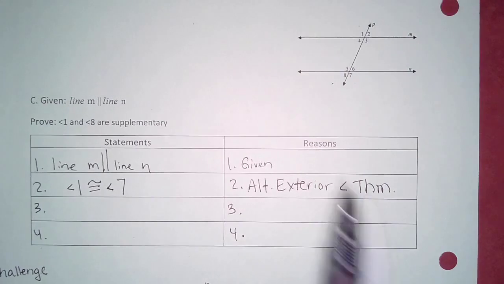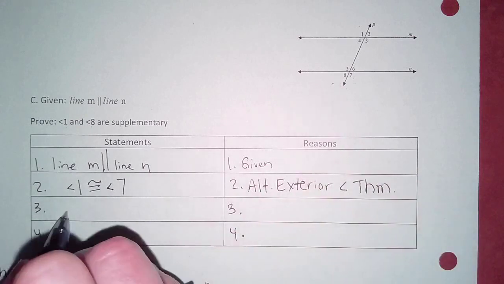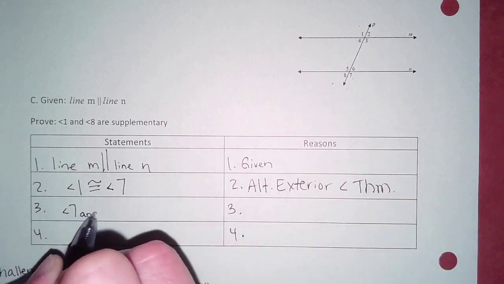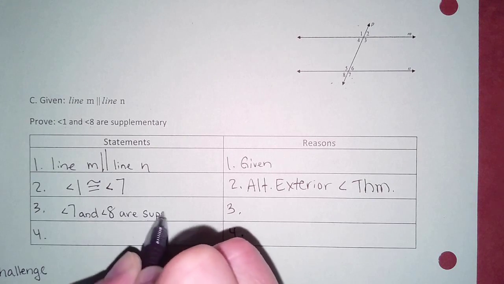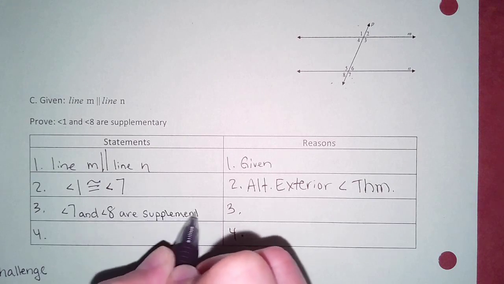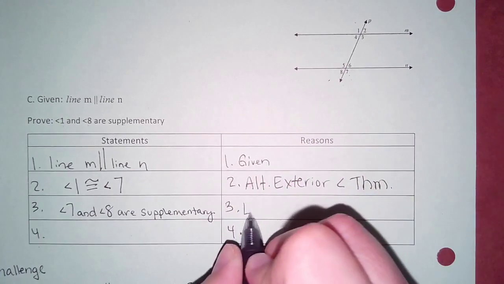Okay, now I'm trying to get to 1 and 8. So I'm going to say angle 7 and angle 8 are supplementary. Why do I know that? Well, they're linear pairs, so linear pair theorem.